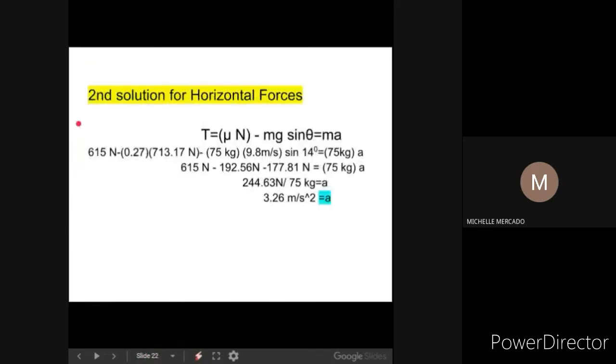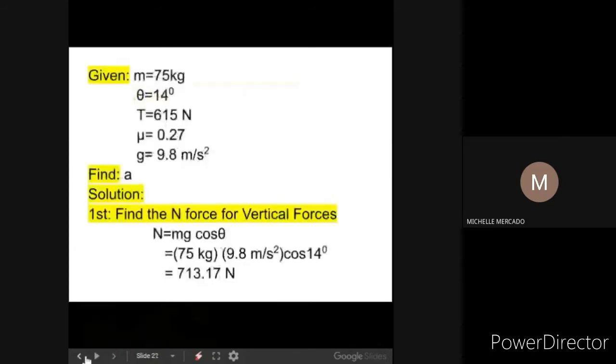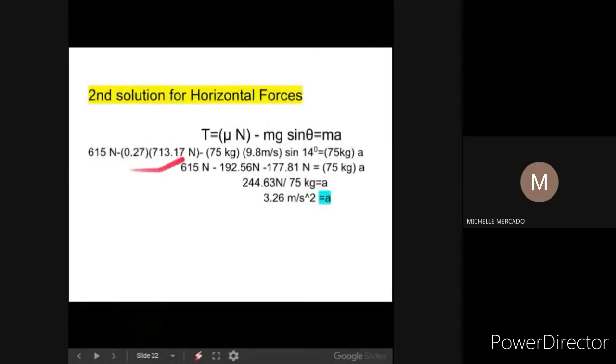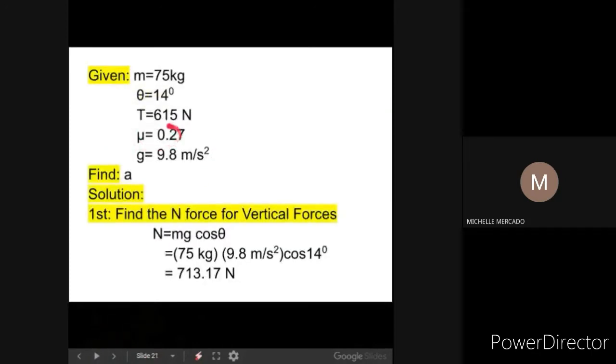If nakuha po natin yung normal force, gagamitin po natin yan in order to find the acceleration of an object. Okay, so tensional force minus coefficient multiplied by the normal force minus mass times the constant value of gravity, sine angle is equals to mass times acceleration. Okay, so again, transpose lang natin yung given. Ano po ba yung given tensional force natin? So, 615 Newton. That's why, transpose po natin yung 615 Newton. Then, the given coefficient of kinetic friction, ano po yung given natin doon? Okay, ang given natin is 0.27.